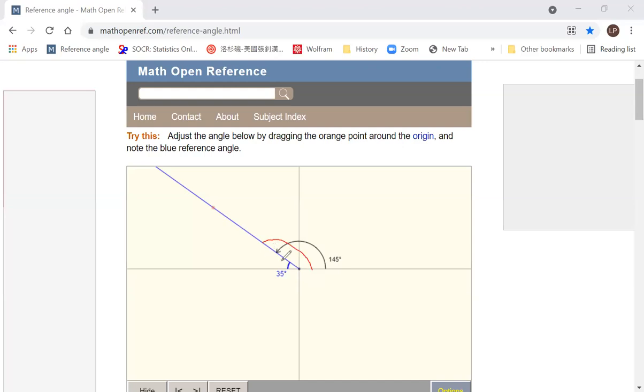Which one of these two angles is a positive acute? The 35-degree, right? The other one is more than 90-degree, it cannot be acute. So the definition has already ruled this out. So the only one we have is 35-degree. Do you see that?